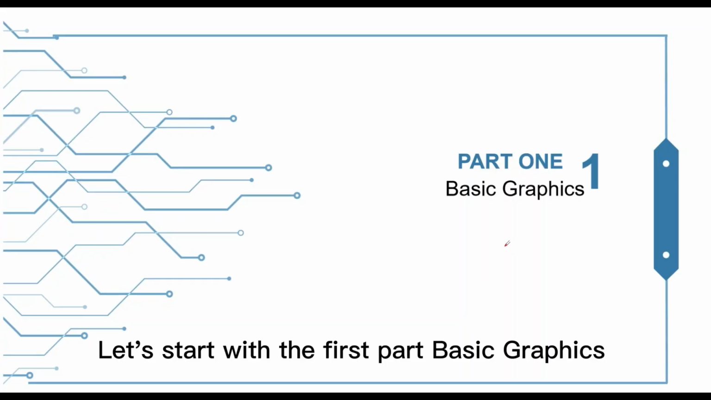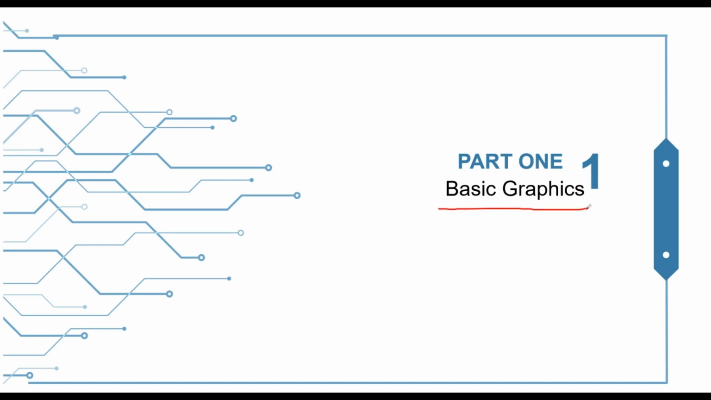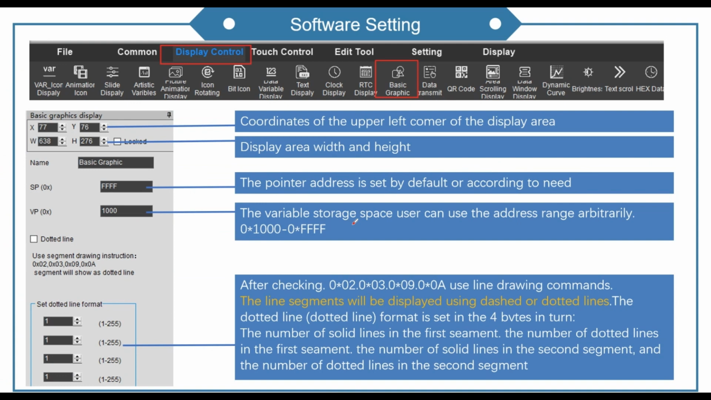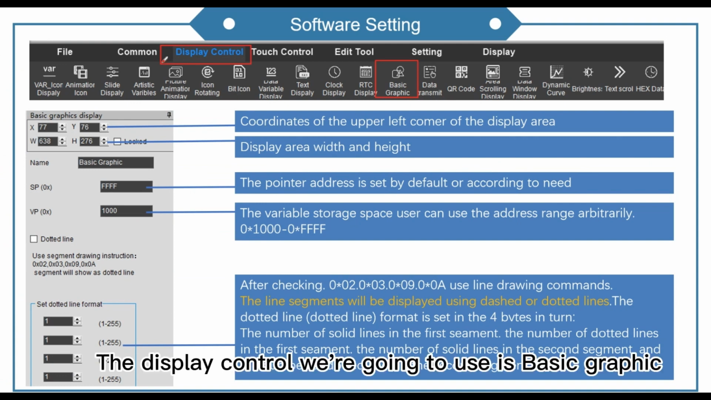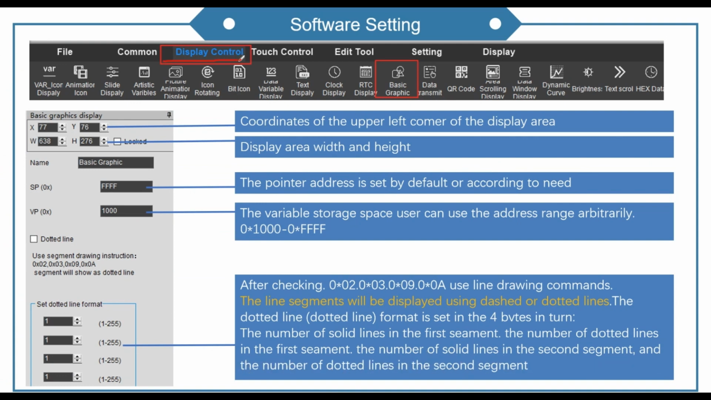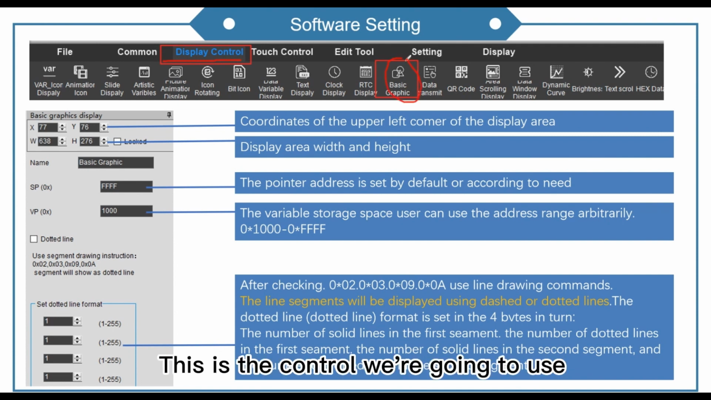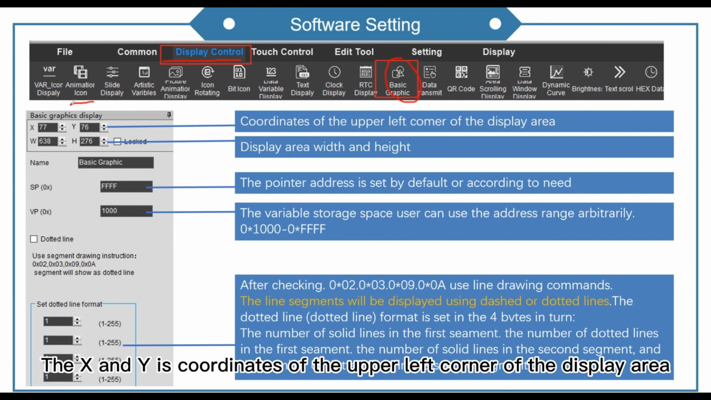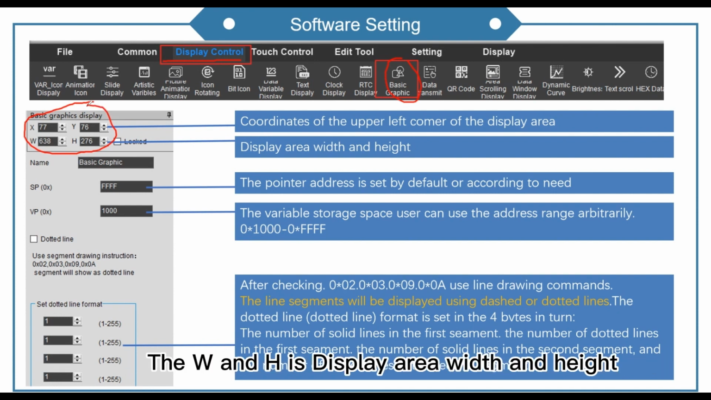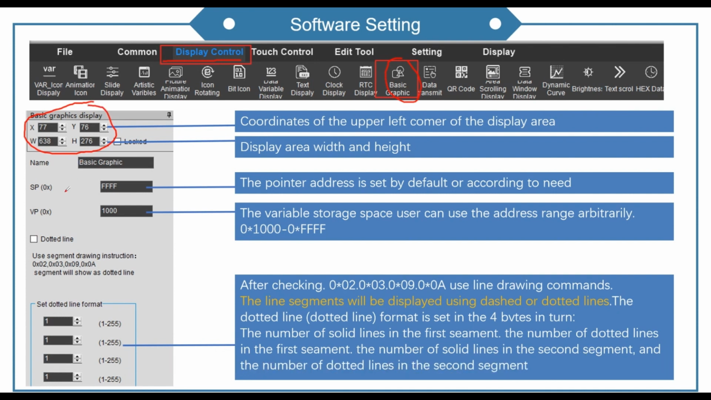Let's start with the first part, basic graphics. The display control we're going to use is basic graphic. This is the control we're going to use. The X and Y is coordinates of the upper left corner of the display area. The W and H is display area width and height.